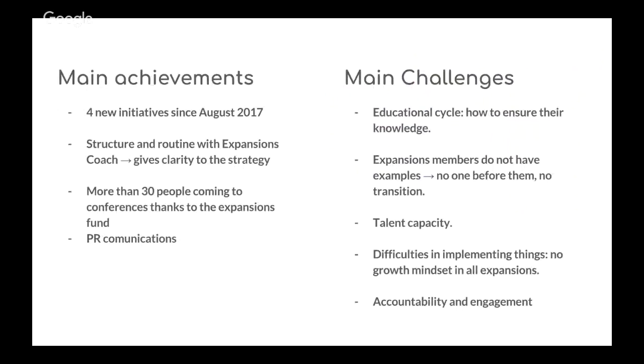In terms of main achievements and main challenges, as I told you in the beginning, one of the main achievements was that we achieved 4 new initiatives by the end of November. I actually had a battle with that, but we achieved it, so we opened 4 new expansions. Another achievement I would say is the NST structure, not only the structure but also the routine, because it gives a lot of clarity to the whole strategy. It also gives us touch points in which we can understand how to better support the expansions. Then, for conferences, we invested a lot in people from expansions going to conferences. We have had more than 30 people going to the different conferences until now.